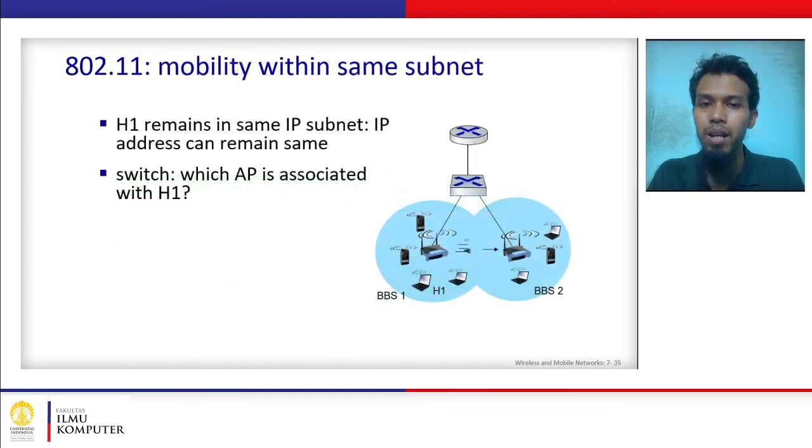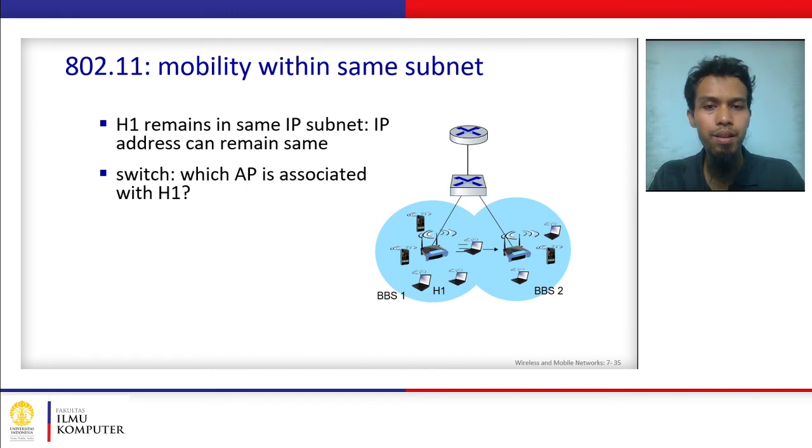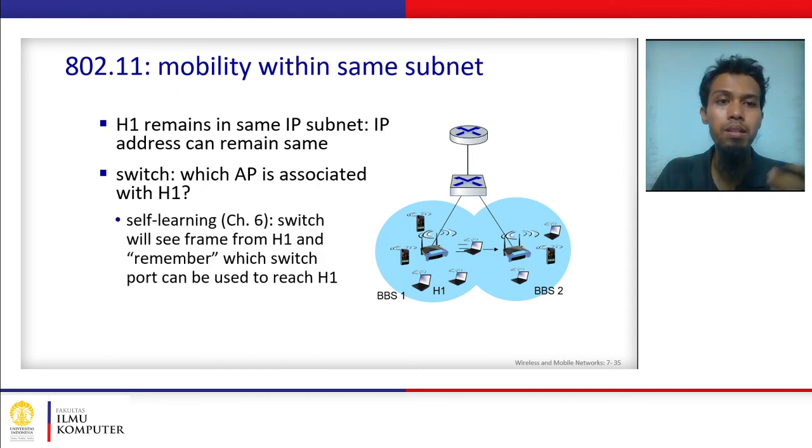All right, now let's talk a bit about mobility in 802.11. If we are still within the subnet, then this is easy, because there is no change in the IP address most probably, so we can still use the same IP address. We can use self-learning to let the switch learn to which access point host 1 is now associated. We can use the same mechanism as we talked about in the previous chapter 6.